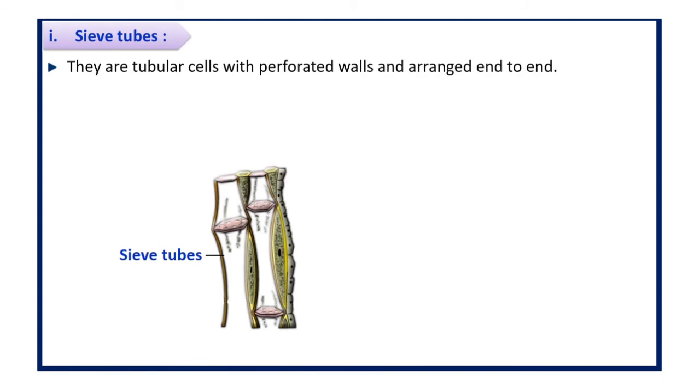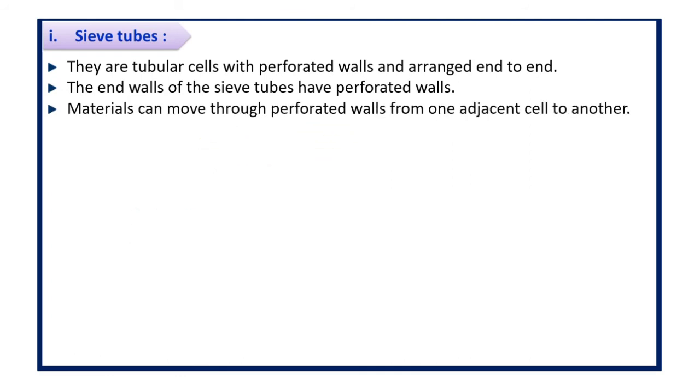The first one is the sieve tubes. As the name suggests, sieve means something which is porous, the channi or the chalni you can say. So these sieve tubes are tubular cells with perforated walls and they are arranged end to end. The end walls of these tubes have perforations in them, so we say the end walls are perforated, that is they have small holes. The materials can move through these small pores or small holes or through these perforated walls from one adjacent cell to another in the sieve tube element.